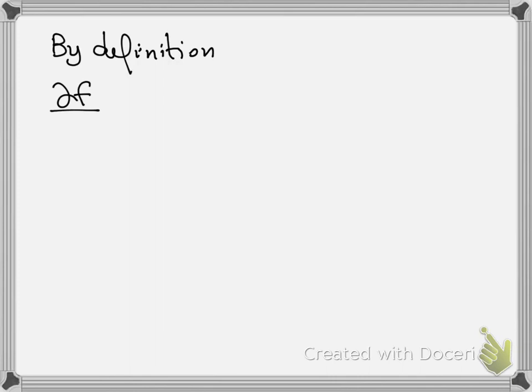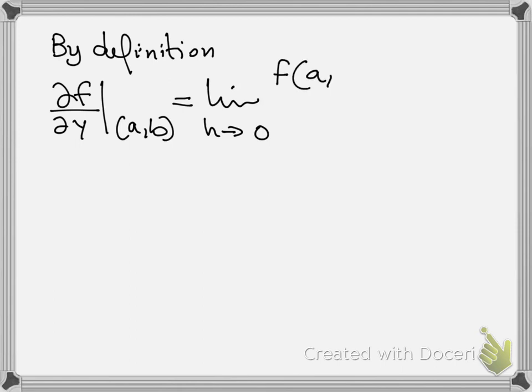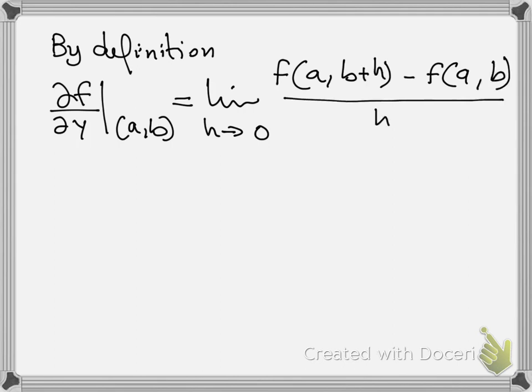partial f, partial y at the point (a, b) will be equal to the limit as h goes to 0. Now x is fixed, x is equal to a. So that will be f of a, minus f of a, and then you vary y. So you're going to vary b. So here it is b plus h, and here it's b, over h. So this is the derivative of f with respect to y at the point (a, b).